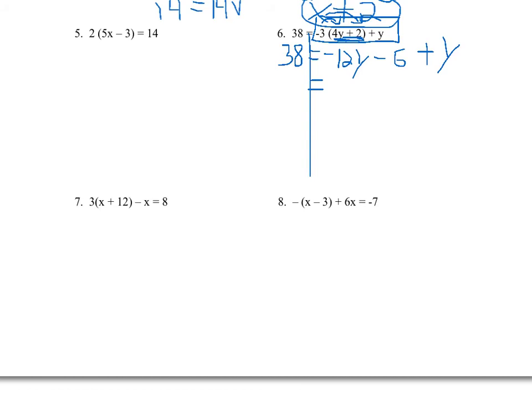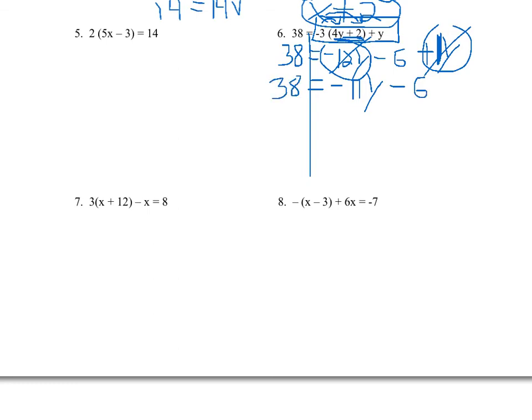Okay, then I look at the right side. I have like terms. I have this, negative 12y and plus y. So this is like saying plus 1y. So negative 12 plus 1 is negative 11y. So I'm done with these y's. And then minus 6, I just bring that down. I bring the 38 down.